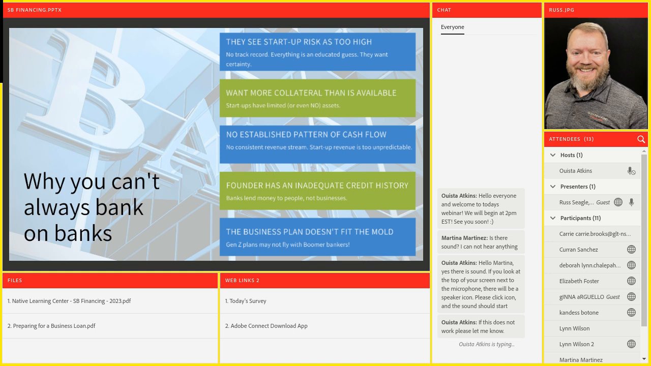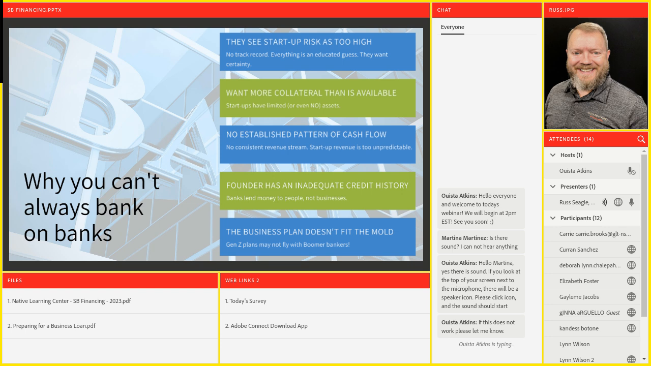So here's why you can't always bank on banks. Banks have a very specific lens that they are looking at us through. They don't like to take risks. In fact, there's a bank here in town who we have a great relationship with, by the way, but we have always joked that they have been very successful throughout the years because they don't make loans. And it's true. They will even acknowledge that.